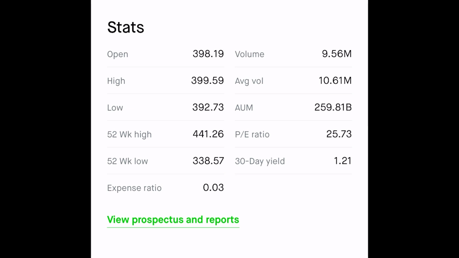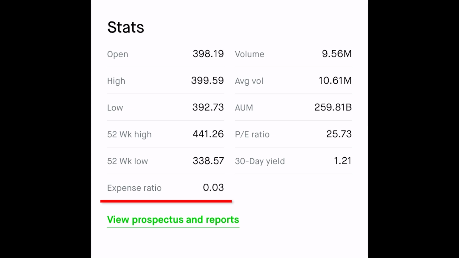Now, the most important thing that I'm going to be looking at when it comes to an ETF is obviously their returns, but I also want to look at the expense ratio, which is right here on the left side of the stats. The expense ratio is really important to understand because this tells you how much it's going to cost you to own that ETF. And 0.03% is extremely cheap.